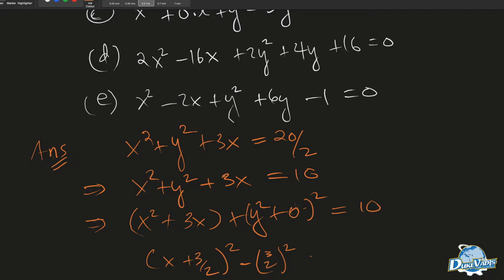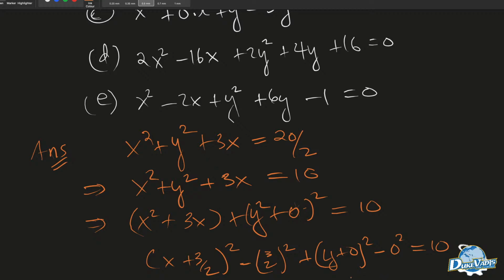Then here we have y plus 0 squared. Then we subtract 0 squared from this, and it's equal to 10. Then this implies that, are we okay? Yes, we divided this one by 2. Over here we don't have that.